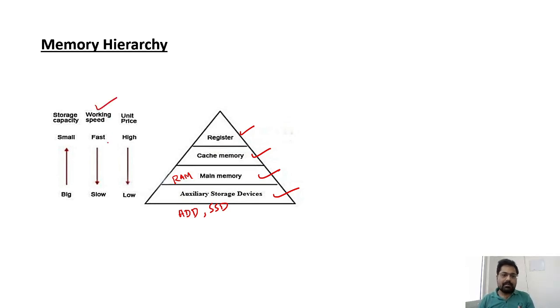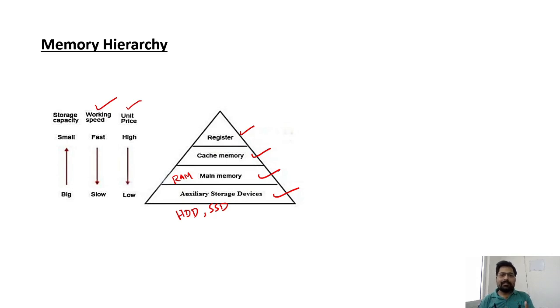Based on working speed, the fastest is the register, and the slowest is HDD or SSD. Comparatively, SSD is definitely faster, but still it's secondary storage. Now, the price per unit is higher in the case of register than cache, and it is lowest for secondary storage. We use SSD at a cost of around 4,000 or 5,000, which is the starting price for SSD.